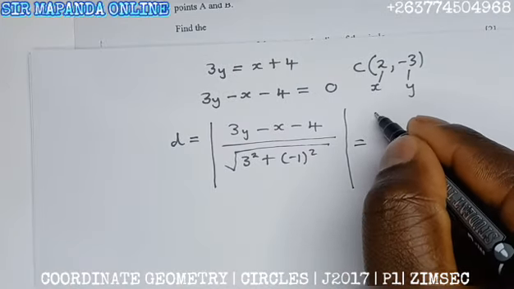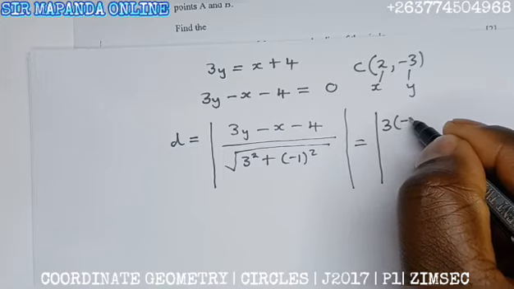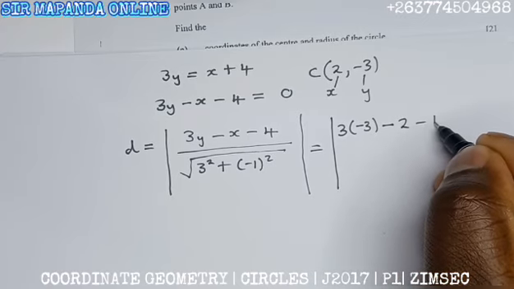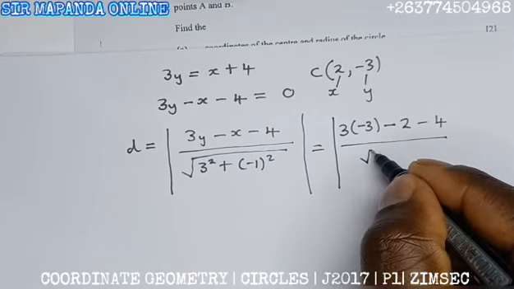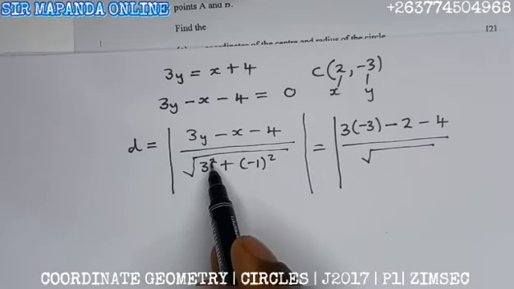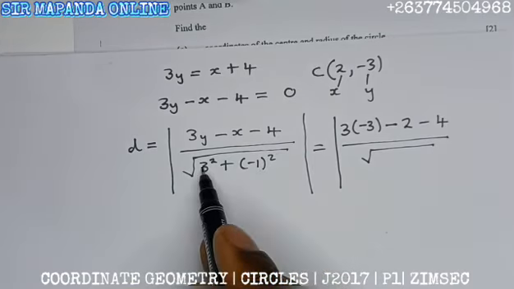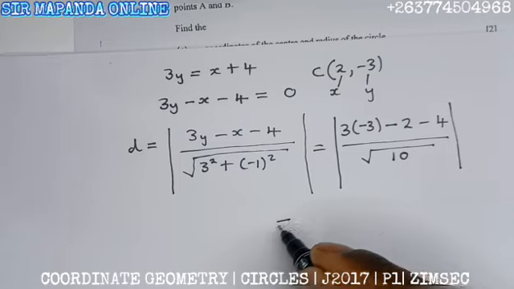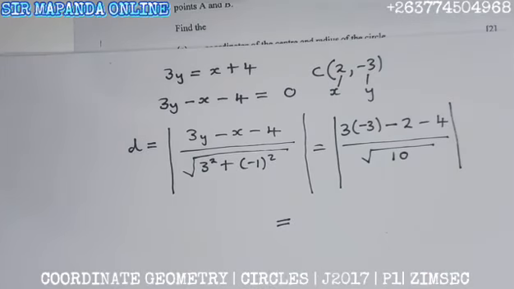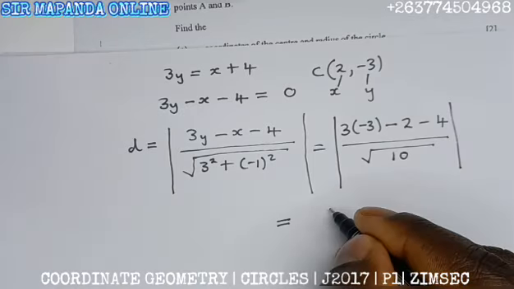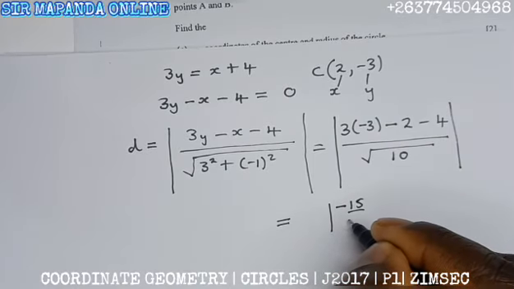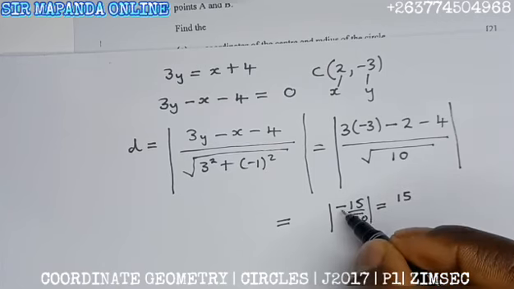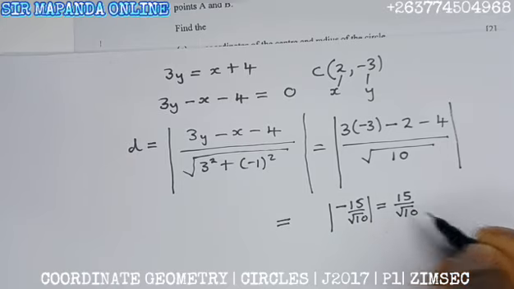You get modulus, 3 open bracket, minus 3 on y, minus 2 minus 4 all over square root. Here it's 3 squared, here it's 1 squared. So 3 squared plus 1 squared, you get 10. Then we simplify the numerator to get minus 15. So it's modulus of minus 15 over root 10. So your answer, you ignore the negative sign. 15 over root 10 is your answer.